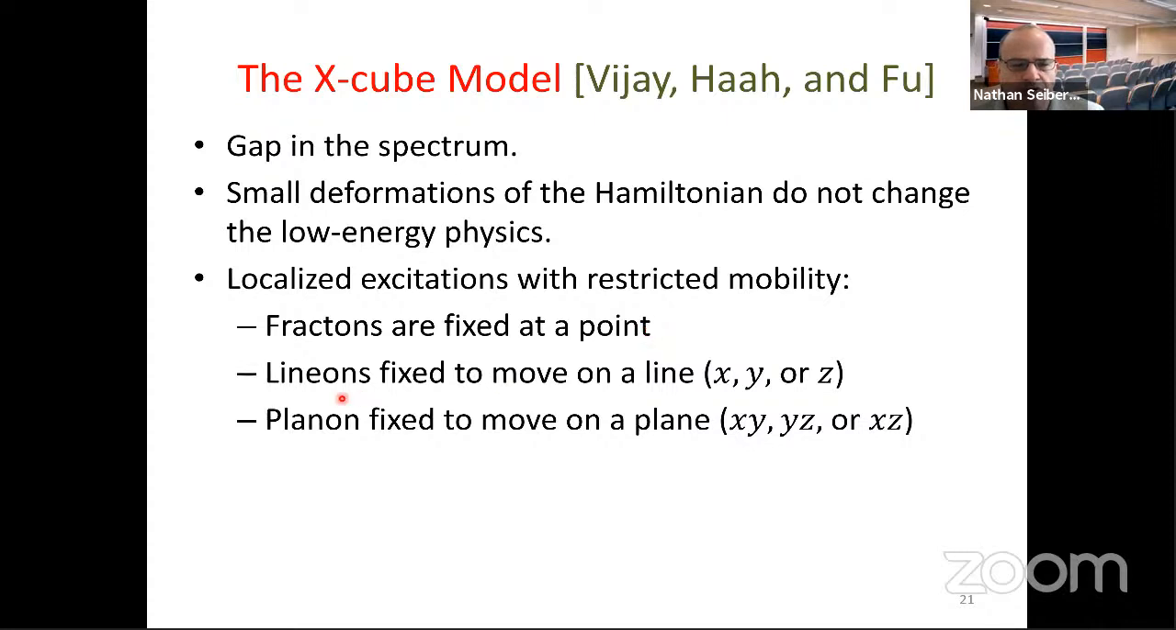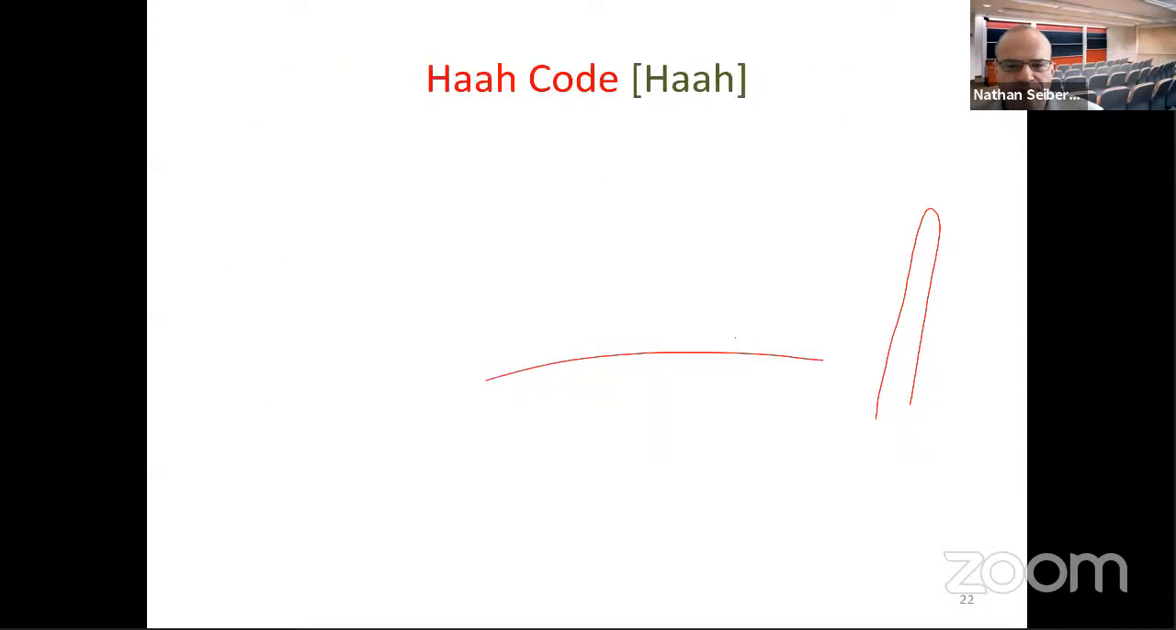There are also particles that are called lineons that are restricted to move on a line, in the x direction, the y direction, or the z direction, but they cannot move out of it and move diagonally. And there are planons that are restricted to move on a plane, either the xy or the yz or the xz plane. It's again very peculiar. This is not something we're familiar with.